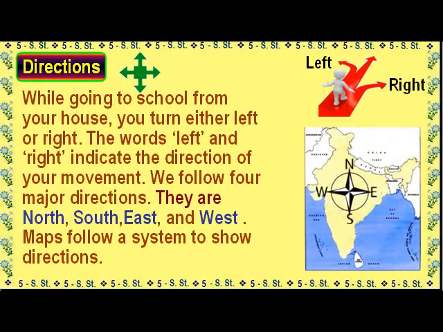Directions. While going to school from your house, you turn either left or right. The words left and right indicate the direction of your movement. We follow four major directions. They are north, south, east, and west. Maps follow a system to show directions.